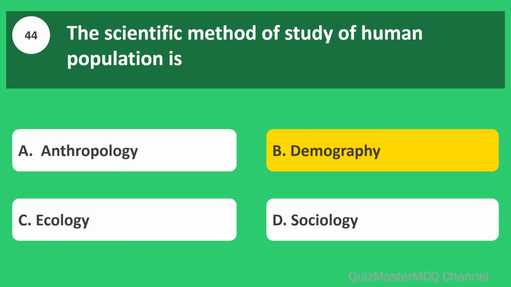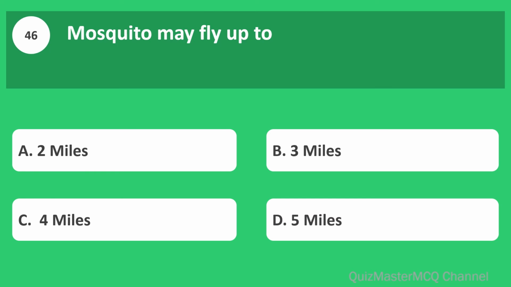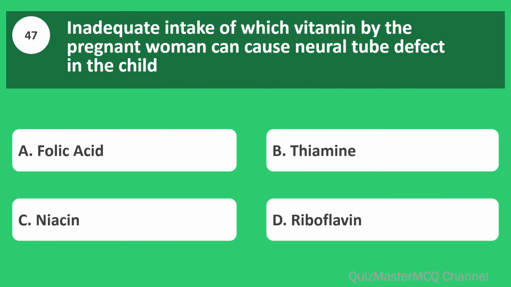One of the reasons for impaired gas exchange is both A and B. Mosquito may fly up to 3 miles. Inadequate intake of which vitamin by the pregnant woman can cause neural tube defect in the child? Folic acid.